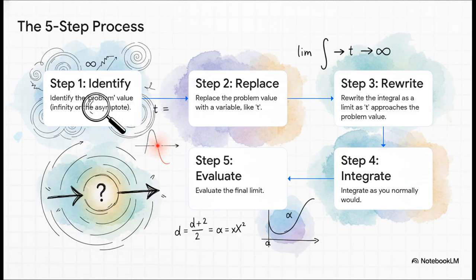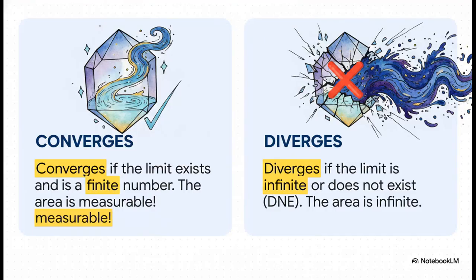That's the magic trick. We temporarily swap out the problem, whether it's infinity or an asymptote, with a nice normal variable. Let's call it t. This turns our improper integral into a regular one that we already know how to solve. Then, in the final step, we use a limit to sneak back up on that problem spot and see what happens. So once you evaluate that final limit, you're only going to get one of two results.